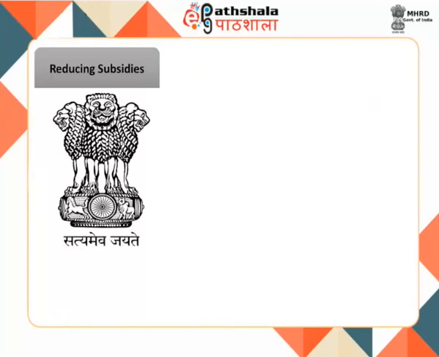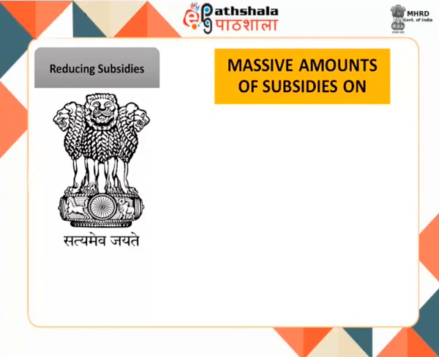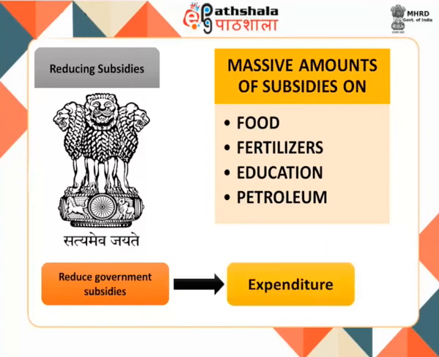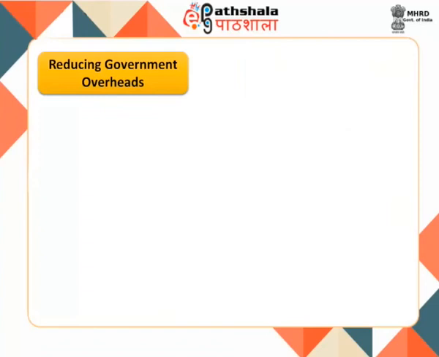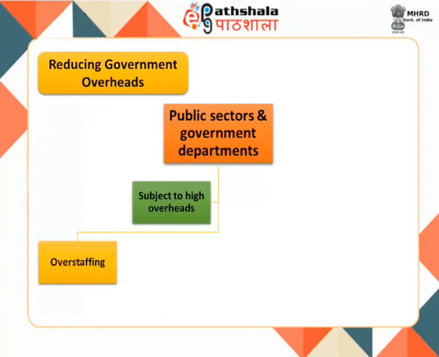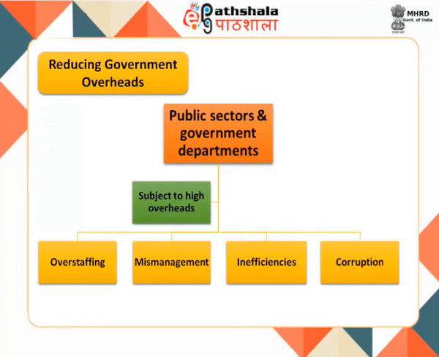Reducing subsidies. The government of India has been providing massive amounts of subsidies on a number of items such as food, fertilizers, education, petroleum. There is need to reduce government subsidies in order to keep a check on its expenditure. Reducing government overheads. The public sector and government departments are subject to high overheads due to overstaffing, mismanagement, inefficiencies, and corruption. There is a need to reduce overheads wherever possible to reduce government expenditure.